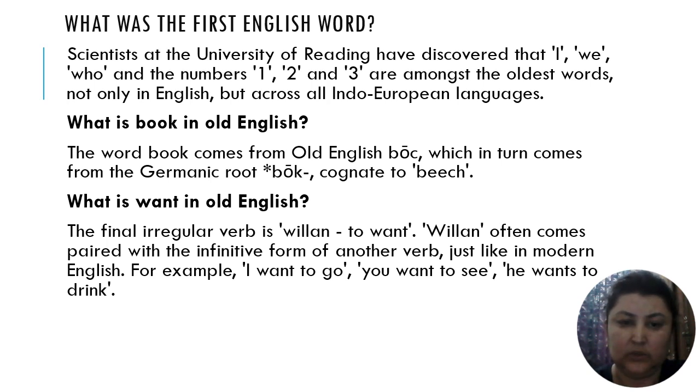What is book in Old English? The word book comes from Old English bōc, which in turn comes from the Germanic root bōk, cognate to beech. What is want in Old English? The final irregular verb is willen, to want. Willen often comes paired with the infinitive form of another verb, just like in modern English. For example, I want to go, you want to see, he wants to drink.